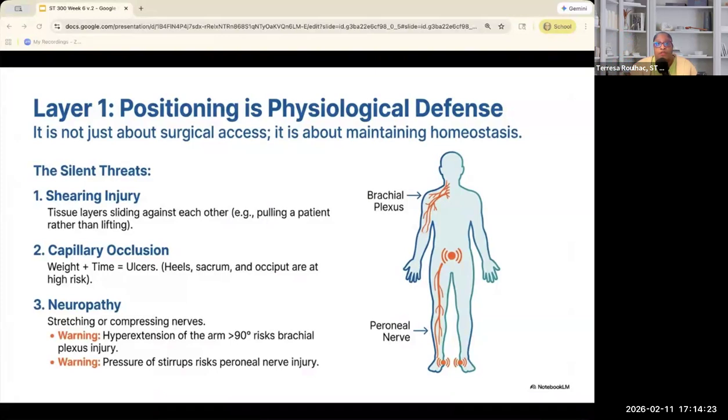Pressure from stirrups. So in OBGYN, we place the female patients in stirrups. We move the legs at the same time. We're trying to prevent peroneal nerve injury, okay, which is extremely important. Now, these injuries can lead to numbness, weakness, or even long term deficits.